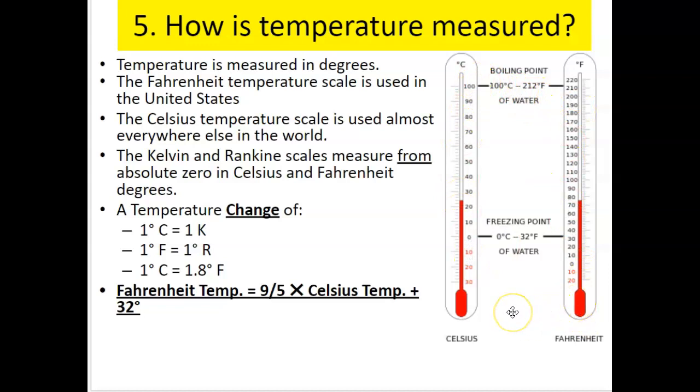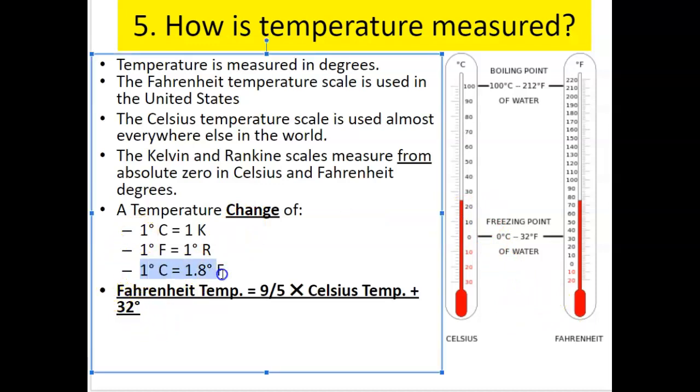That means that 1 degree is the same amount in each scale. They keep going up the same, and we can convert them back and forth. So if your temperature goes up by 1 degree Celsius, you're actually going up by 1.8 degrees Fahrenheit. Now remember, this is a change. If you change by 1 degree Celsius, you change by 1.8 degrees Fahrenheit.